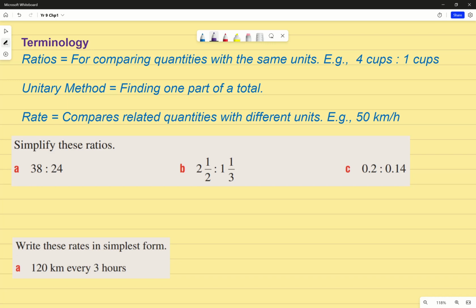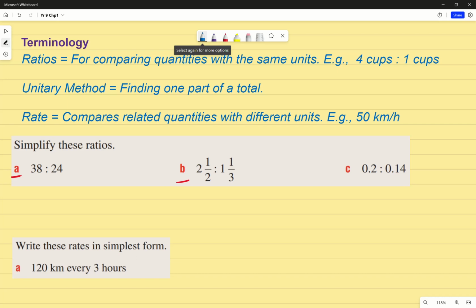So simplify these ratios. I'm going to pick an easy one and then I'll pick a hard one. The first one I'm going to pick is A, and then I'm going to pick B. Let's start with A. Please make sure you write this example down as well. Simplify 38 to 24. It's a bit weird, especially if you're trying to make a cake. You probably don't want to have to add 38 cups of flour.